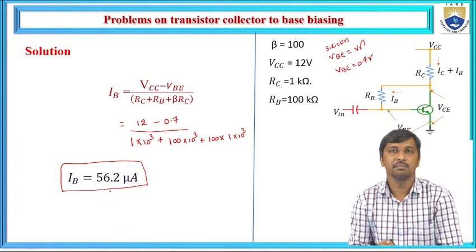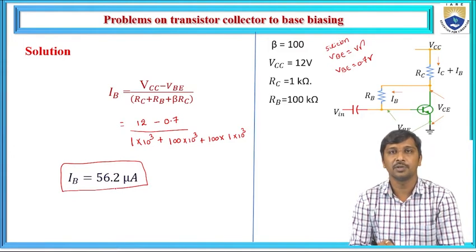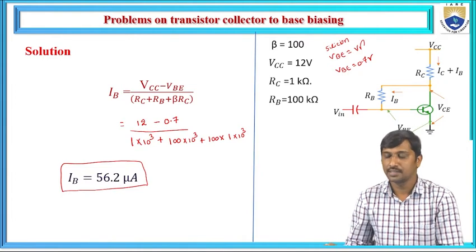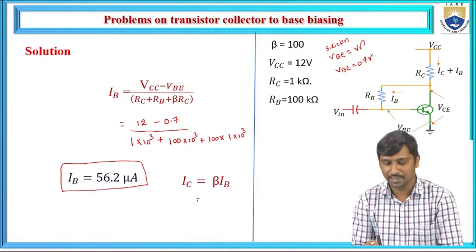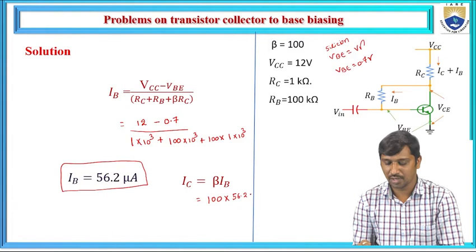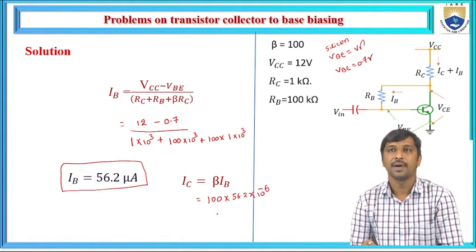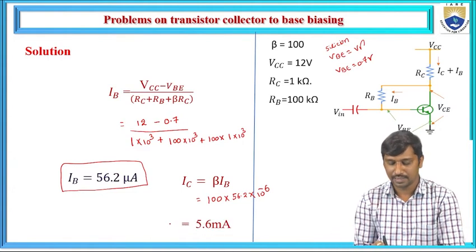By using this base current, now we are going to calculate how much collector current flows in this collector to base biasing. We know that IC is represented as beta times IB. In the given problem, beta is 100, multiplied with the base current of 56.2 microamperes, that is 56.2 into 10 to the power of minus 6. If you solve this product, the collector current is 5.6 milliamps.